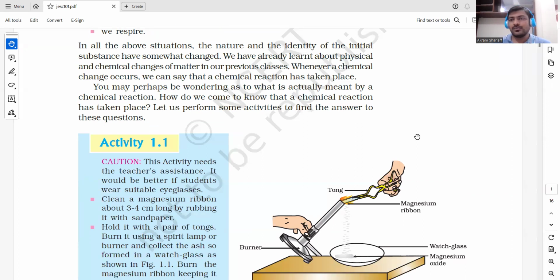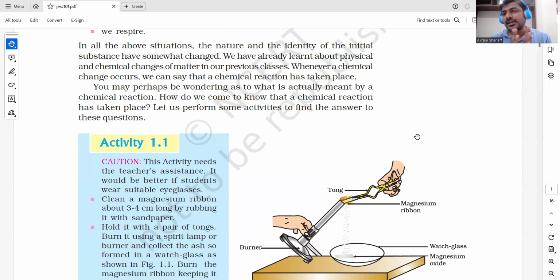So what are we talking about now? We are talking about how we will know that a chemical reaction has indeed taken place. Generally, we can say that a chemical reaction has occurred when initially you have one substance and finally you have a new substance. If ice is melting and turning to water, is it a chemical reaction? No, it is just a physical change. It is a change of state.